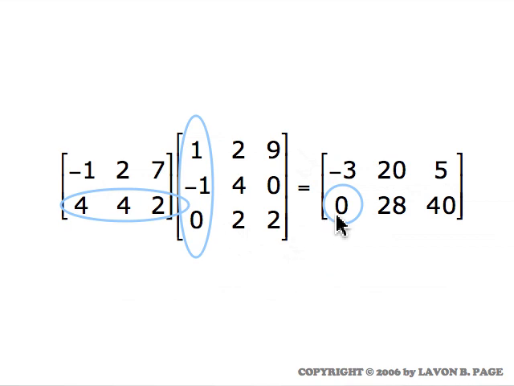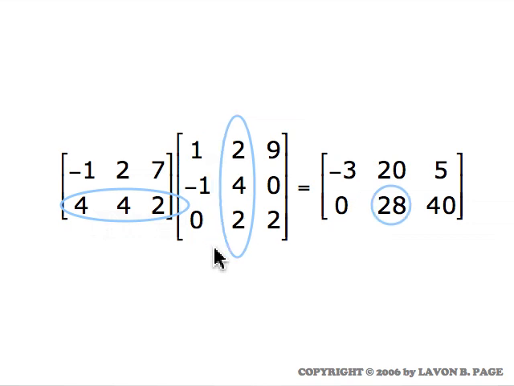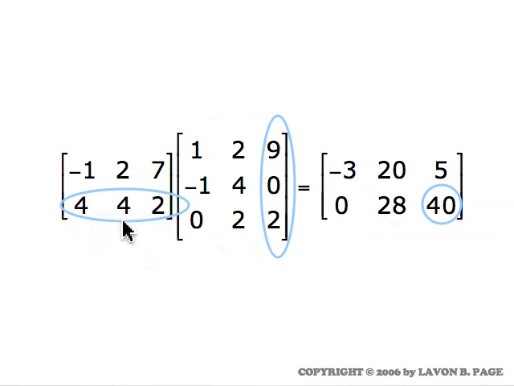When we come down to the second row of the product matrix, here we're in row 2, column 1, so we're multiplying row 2 of the left matrix times column 1 of the right matrix. Row 2 times column 2 gives us the 28 in this spot, and row 2 times column 3 gives us the 40 in the row 2, column 3 position of the product matrix.